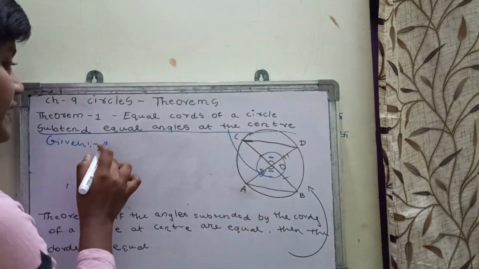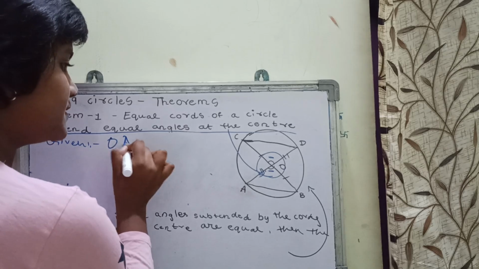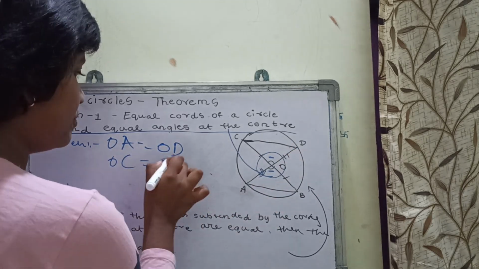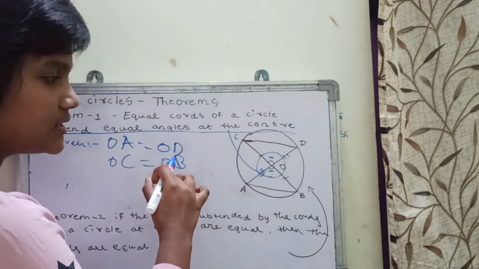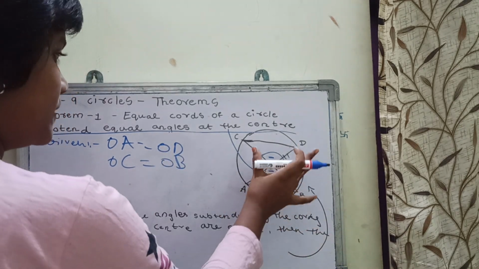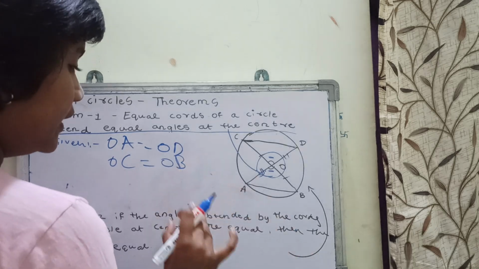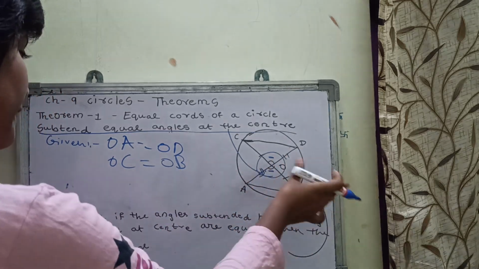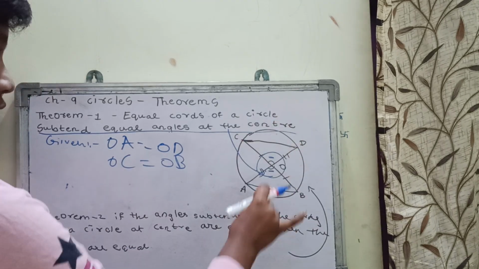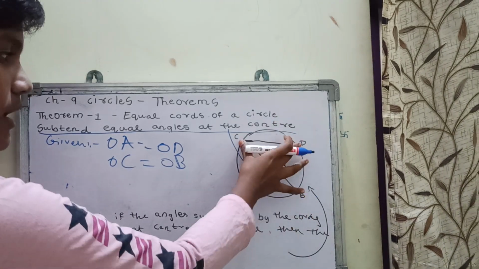So what is given in the proof? OA is equal to OD. We already know this. OC is equal to OB. We saw it in the first theorem, right? The only thing you need to change is that we need to prove AB is equal to CD. We need to prove the chords are equal here, not the angles.